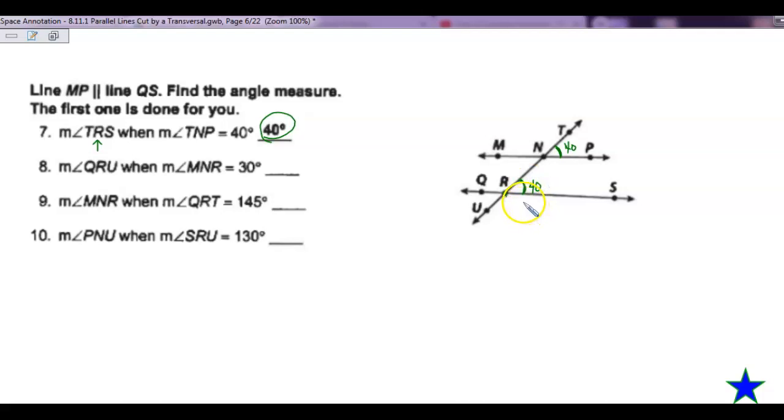So go ahead and go to measure of angle QRU. QRU, that would be this one here. And we know MNR. MNR is this one here. If MNR is 30, what is QRU?